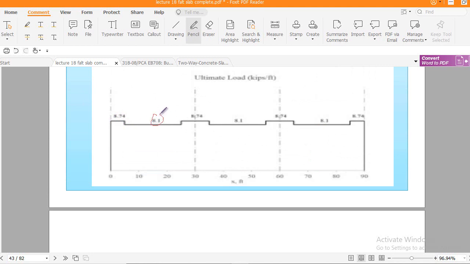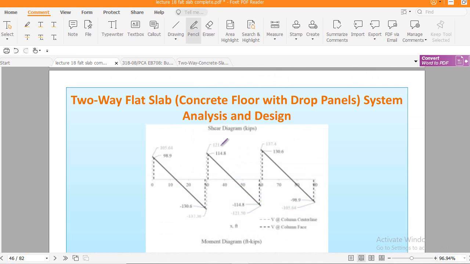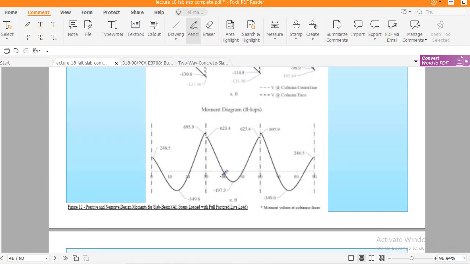I already showed it, 8.1 plus 0.64, you get 8.74. And this is the SP slab analysis, right? These dotted lines basically represent the face shear, and these values, 246.5, are the face moments. The maximum positive moment is 349.5.